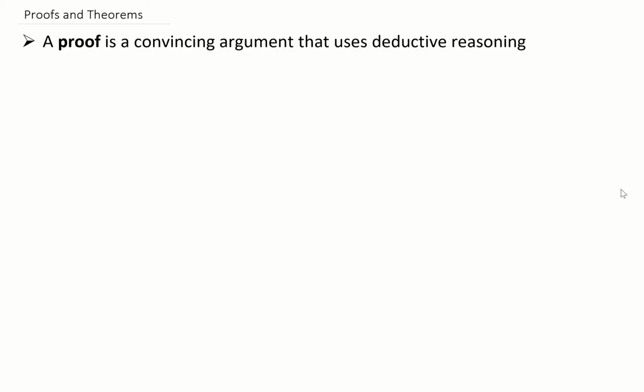So what is a proof? A proof is a convincing argument that uses what we call deductive reasoning. Deductive reasoning is when you deduce or conclude something. For example, deductive reasoning usually uses previously known facts or statements that we know are true. And using that knowledge, we end up concluding that something else is true or false based on prior knowledge.